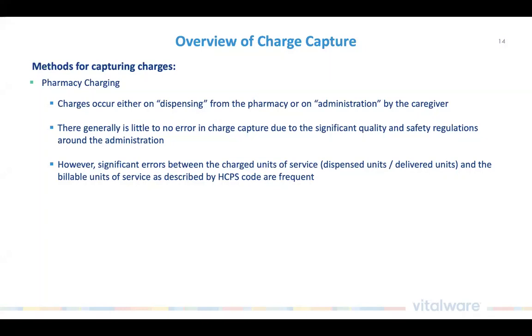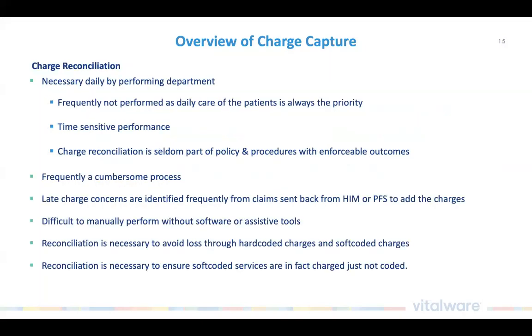And I will tell you, in 100% of the charge masters, almost that high, probably 90% of the CDMs I've reviewed manually, I have found money in pharmacy because the billable unit calculation is not correct. Or they used a different NDC that had a different package size that created a different billable unit. So the billable unit calculation is the issue, not the dispensing.